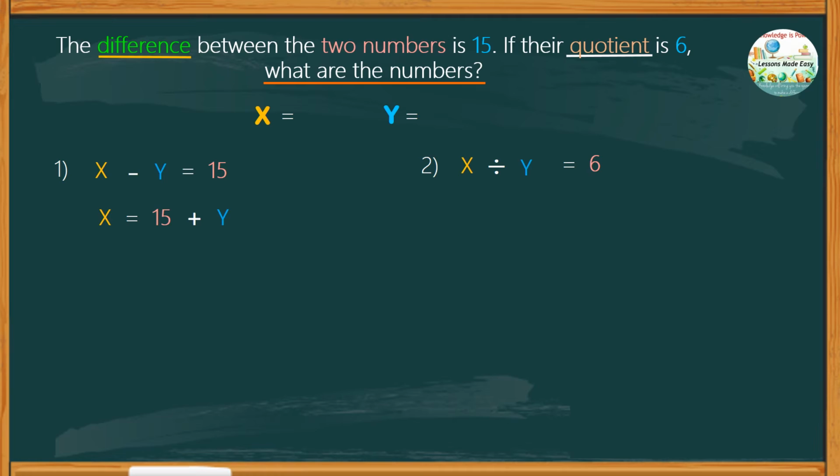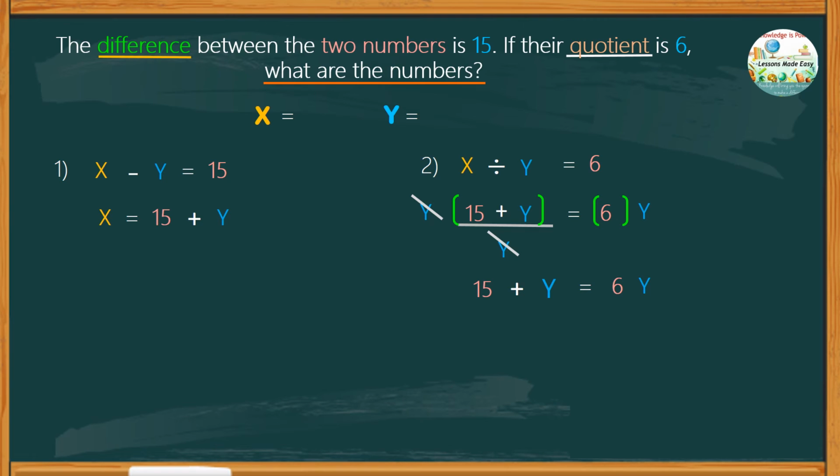Let's rewrite this equation. Instead of the variable x, we use 15 plus y as its equivalent, divided by y equals 6. We need to cancel out the denominator y, and to do that, we have to multiply both sides by y. Now we can cancel the denominator and be left with 15 plus y equals 6y.